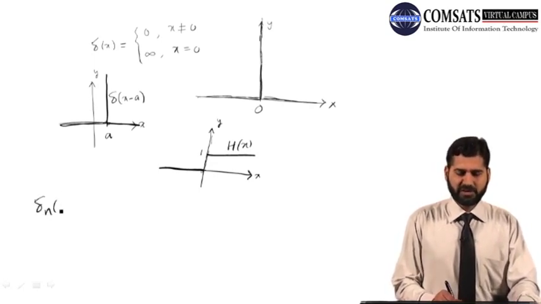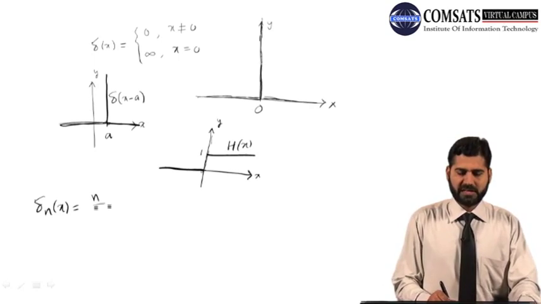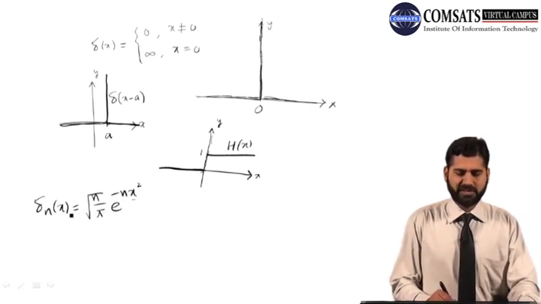The Gaussian function, which I wrote at the end, let me define that as well. n over pi e to the minus n x squared. So you see, by changing n, you are changing this multiple here.